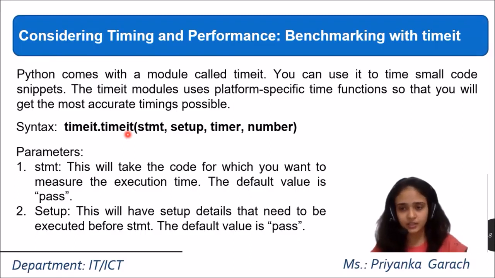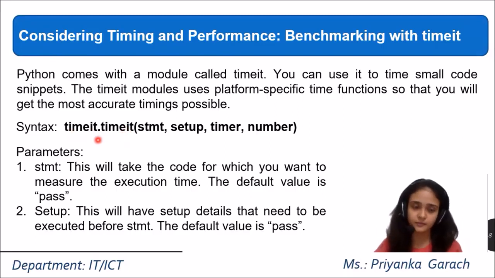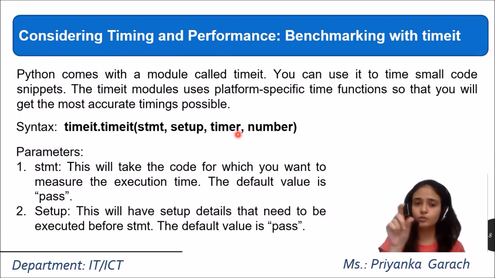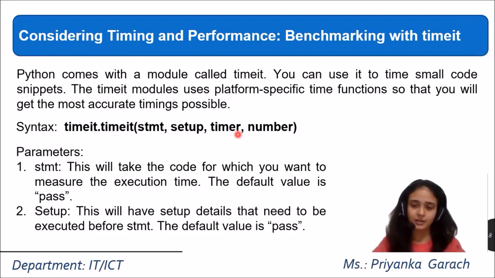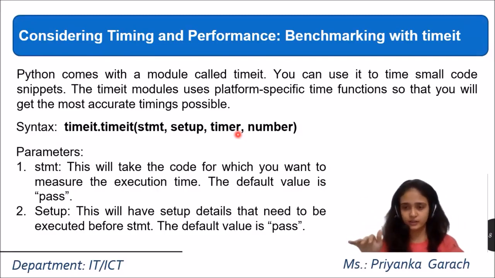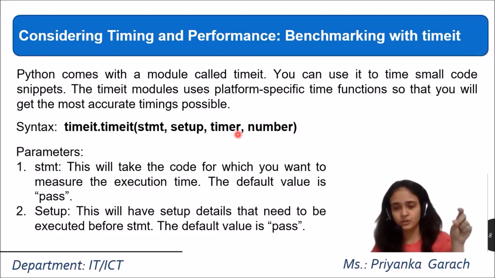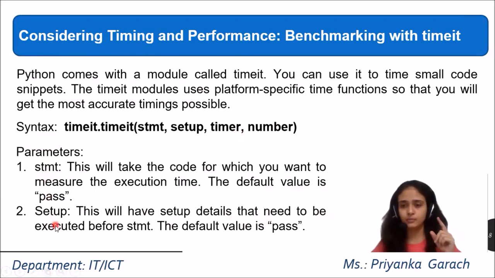So when I press the run button, the gap between pressing the run button and getting the output, that processing time, how many seconds it is taking, is returned by this timeit function. It has four different parameters: statement, setup, timer and number. What is the statement? Whatever code you want to measure the execution time of, you have to pass in the statement. The setup means that if you want a particular line to execute before the statement runs, you can make use of the setup.